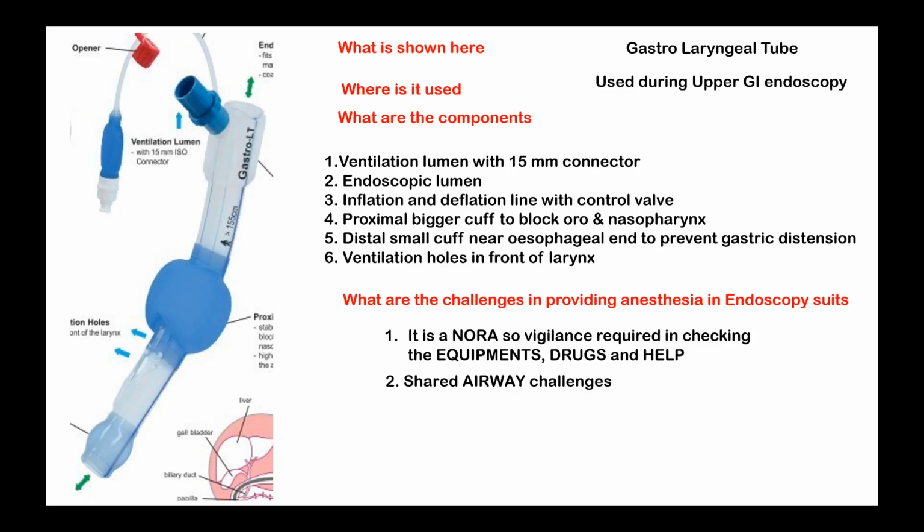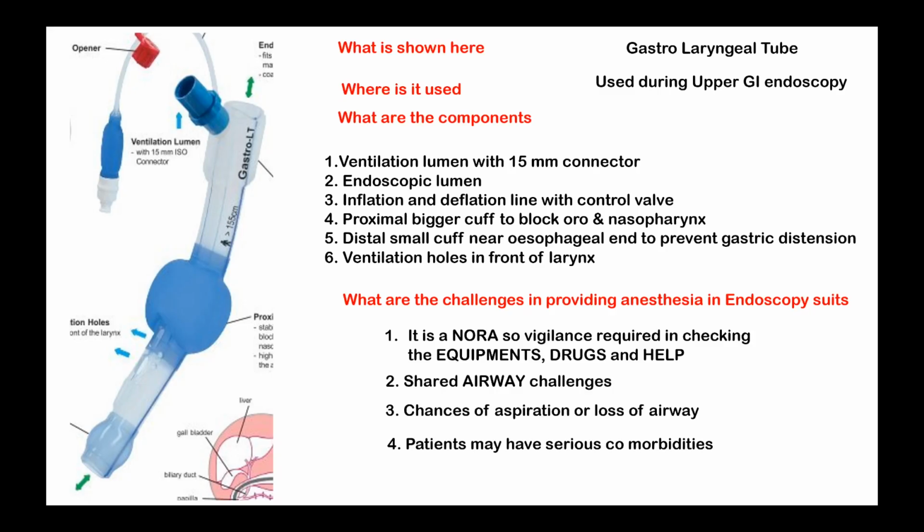Anything else? Position. Supposing they want to do an ERCP, will they be doing it in supine or lateral or prone? Sometimes they may even ask for prone. Okay, prone, changes in aspiration or loss of airway. Patient may have serious comorbidities, and different position may be required to do the procedure. Okay, so these are all the challenges.